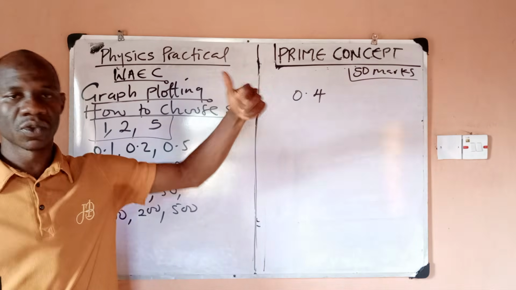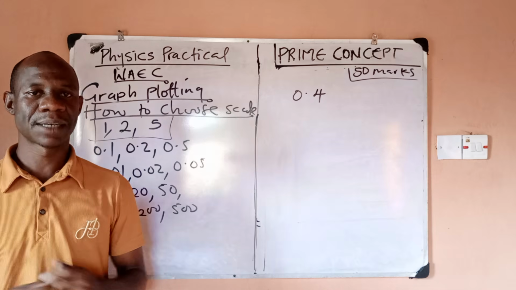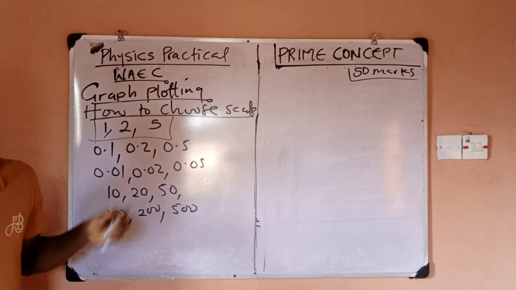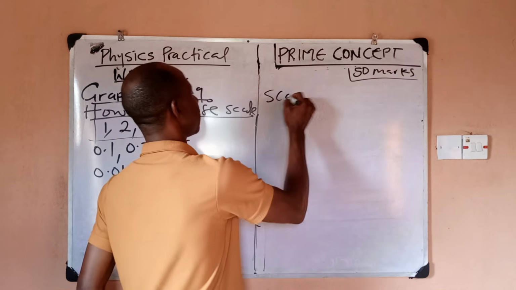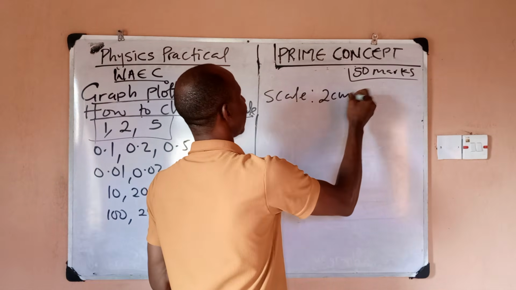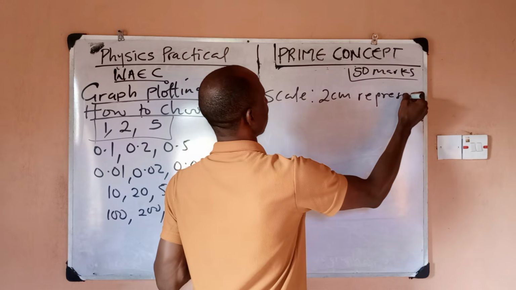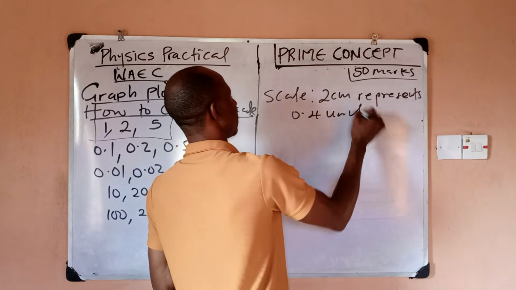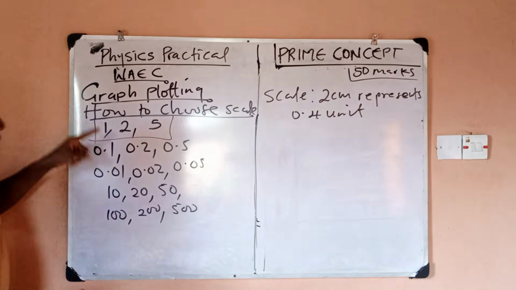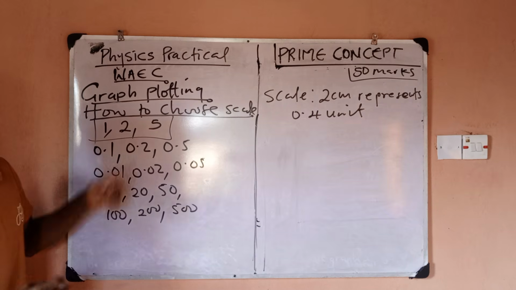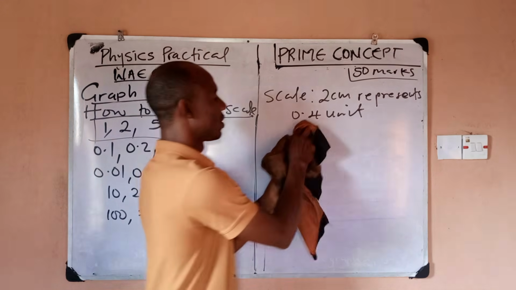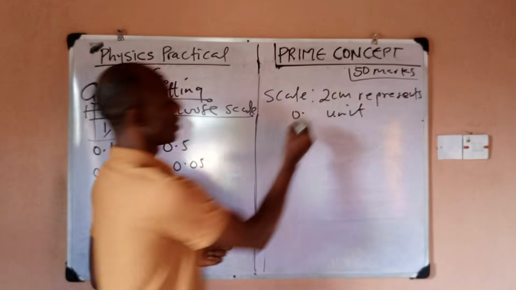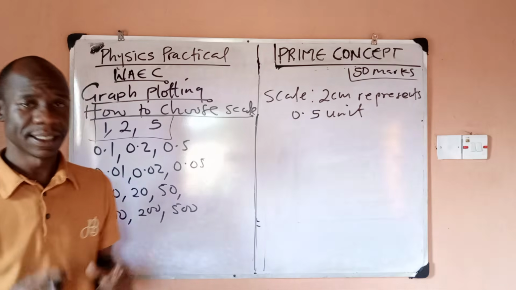because it is difficult to calculate when you're plotting your graph. So WAEC prefers simple values. What I'm saying is that if you tell us that your scale is 2 cm represents 0.4 units, this will not be accepted, because it does not fall within the values that can be used as our scale. So rather than using 0.4, the nearest match is 0.5. So 0.5 is an accepted scale.